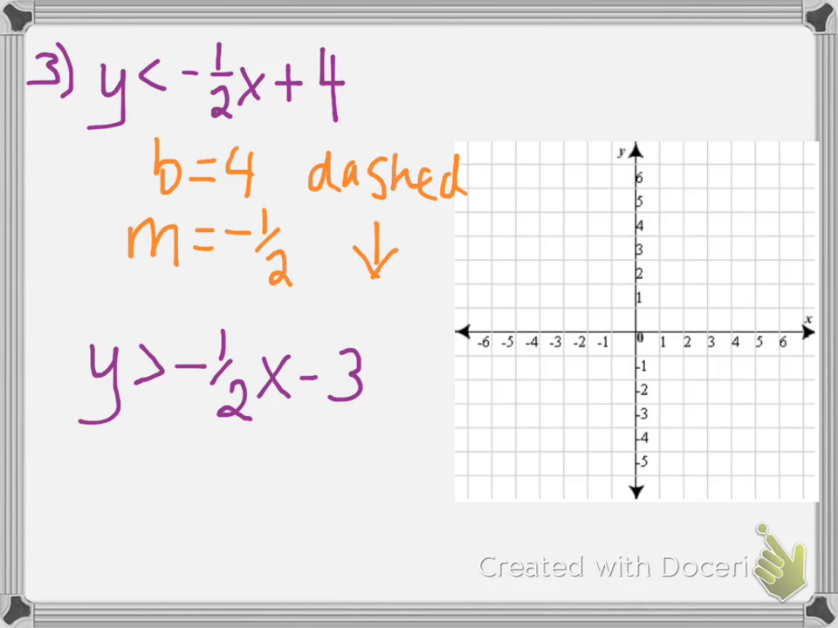Since b is 4, you go up 4. Then you go down 1 to the right 2. Or you can go up 1 to the left 2. Make sure you dash your line. And then you're going to shade below.